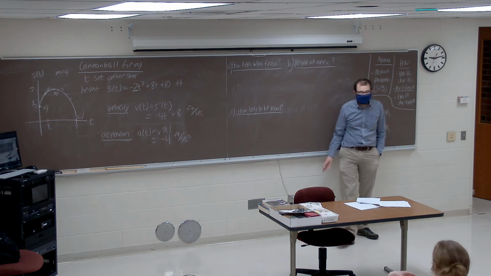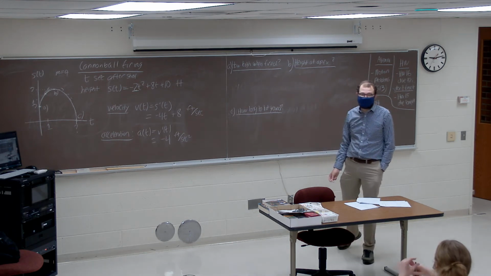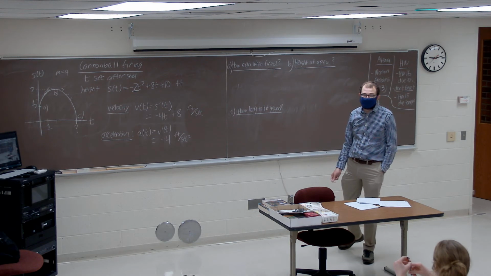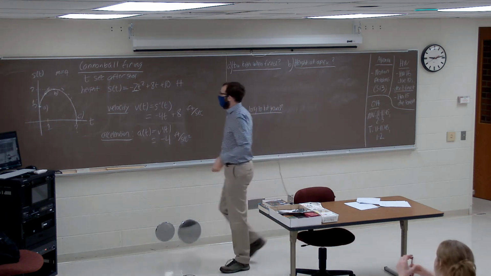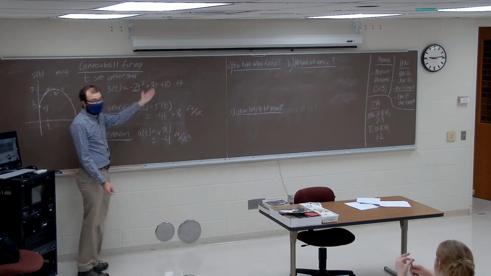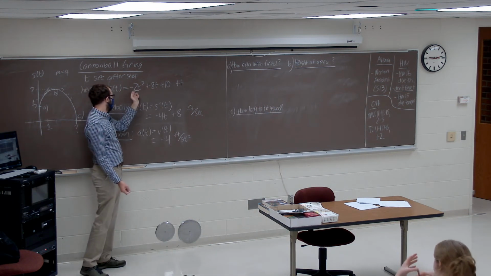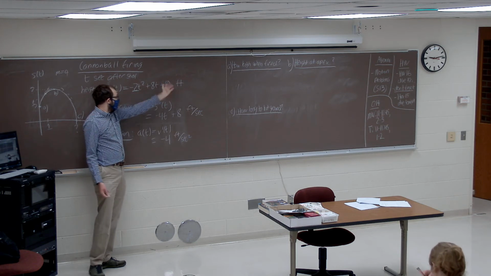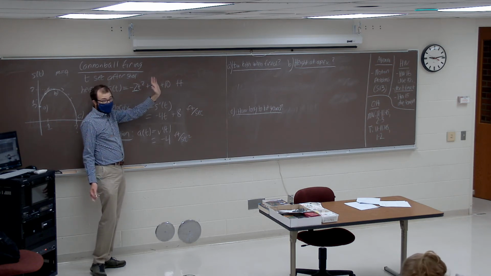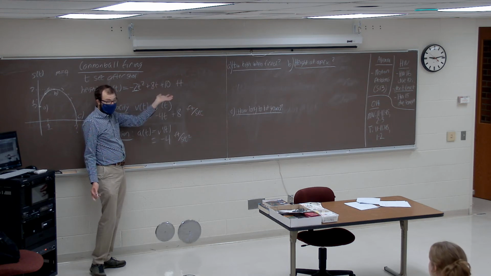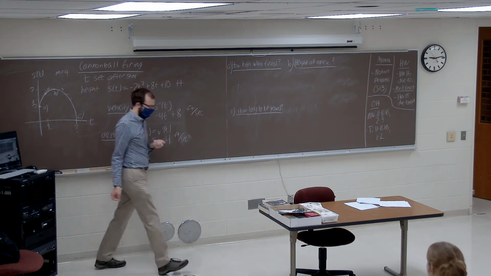Plug 0 in for t in the s of t equation, and then that just gives you 10. Okay, so if we know the height at any given value of time, then we could just plug in t equals 0 to say at time 0, what's going to be the height of the cannonball? I like it.